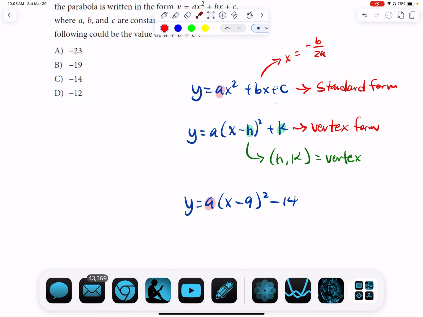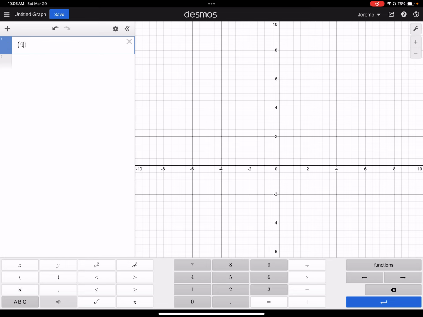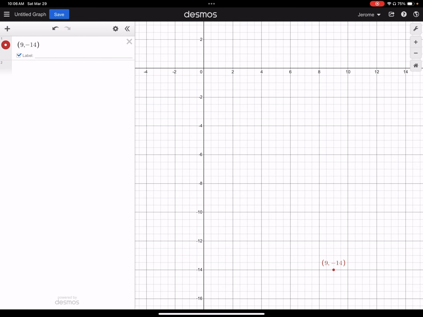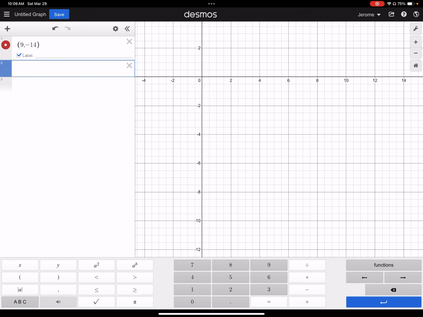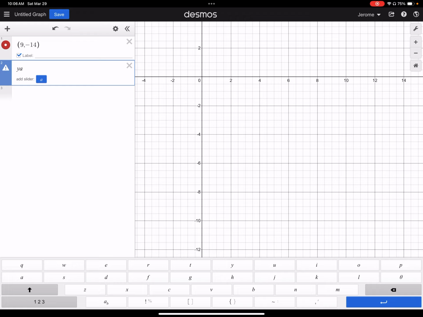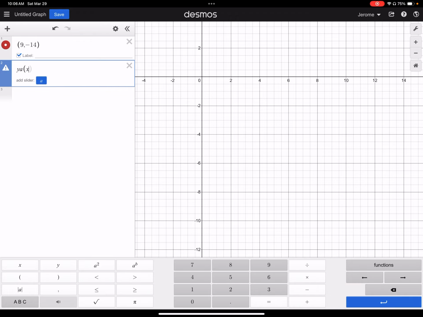So let's go over here to Desmos. And the first thing that I'm going to do is type in the coordinates for the vertex so I can make sure that my equation goes through that point. Maybe throw a label on it, and of course it's down here. So in the second box here, I'll type in the equation with a little slider for a, parentheses x minus 9, close parentheses, square it. Oh, oops, forgot my equal sign. Fixed.